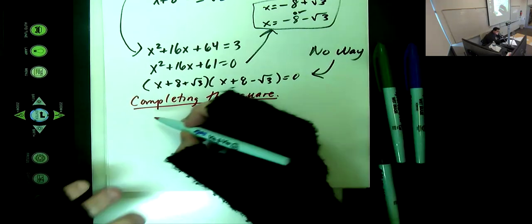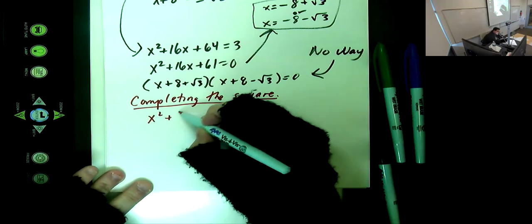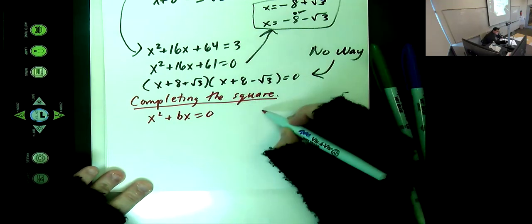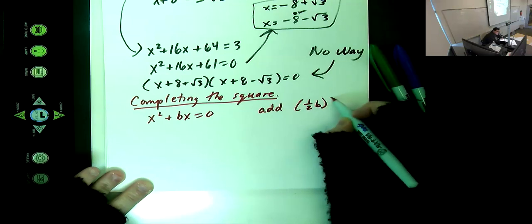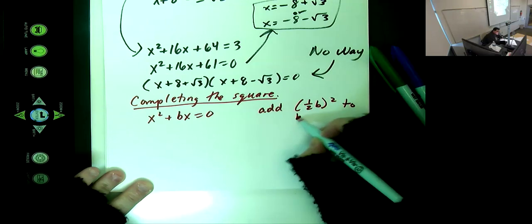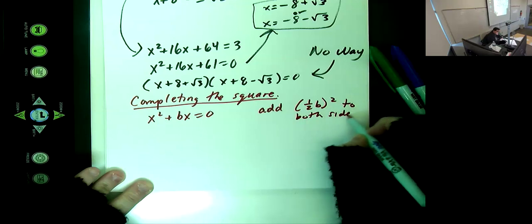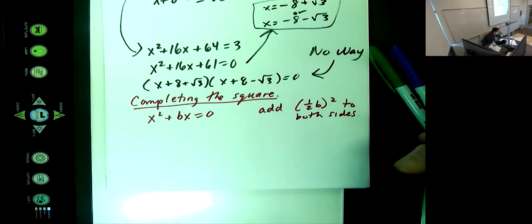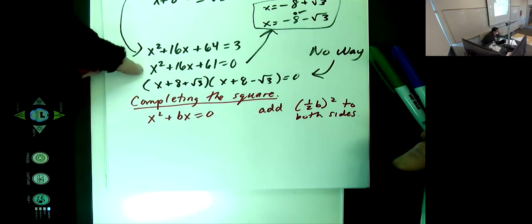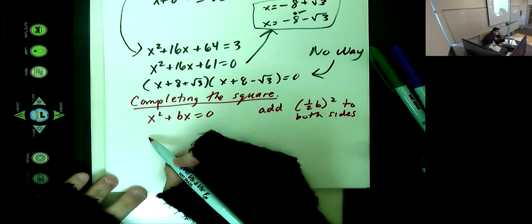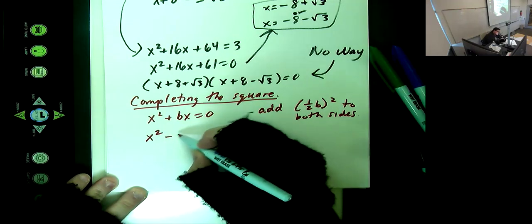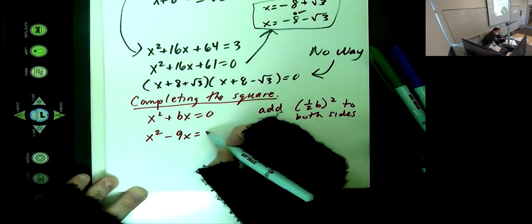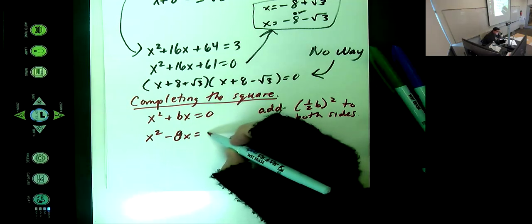The idea is if we have like x squared plus bx equals 0, add 1/2 b squared to both sides. So we've got a little more than that here, but we'll address that in a second. Let's say we had, I don't know, x squared minus 9x equals 0. Nope, let's do 8x. Let's make it an even number to start with.